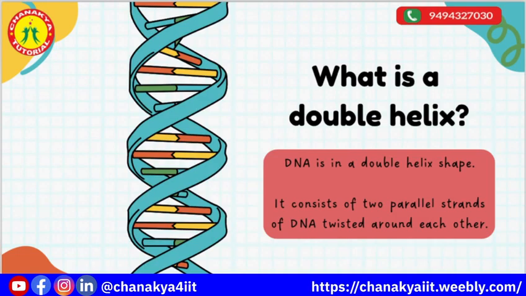What is a double helix? DNA is in a double helix shape. It consists of two parallel strands of DNA twisted around each other.